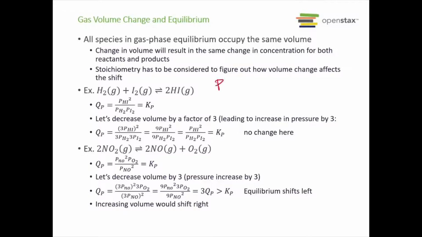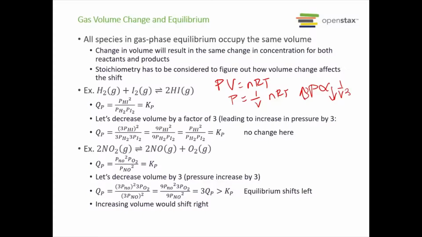And just to prove that, PV equals nRT, right? So our pressure is equal to 1 over volume times nRT. So when we decrease volume, we're increasing pressure because they are inversely proportional to each other. So if we decrease volume, pressure goes up. That means if we decrease the volume by 3, we're increasing the pressure by 3.